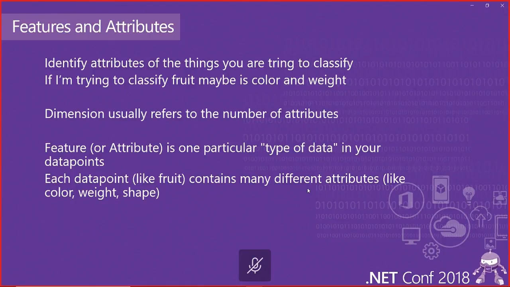A feature or attribute is one particular type of data, and generally these are called data points. So one data point identifies one object, in this case a fruit, and it contains many different attributes, and usually the attributes are a lot.